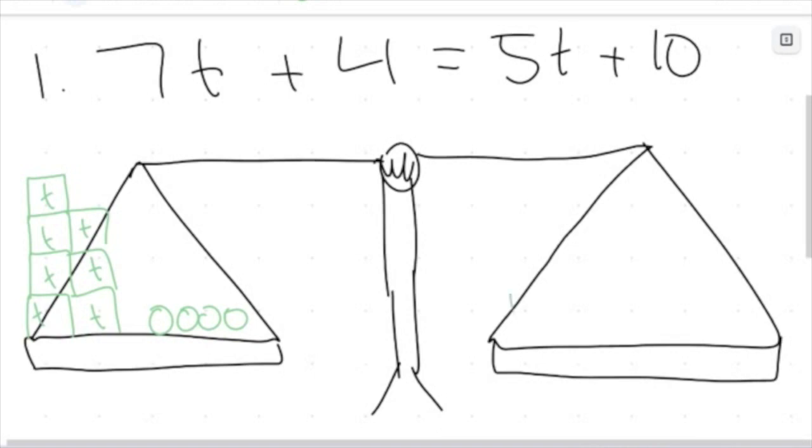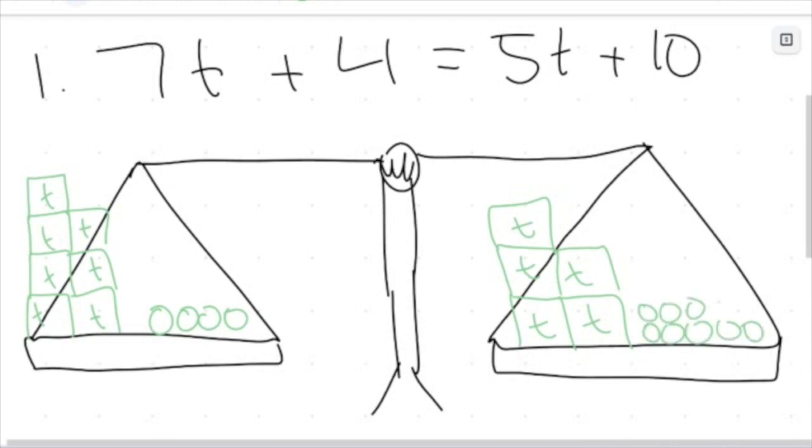And on this one, I'm going to have 1, 2, 3 boxes or bags of marbles, 4, 5. So I have 5 in total, and I have another 10 marbles left. So 1, 2, 3, 4, 5, 6, 7, 8, 9, 10.